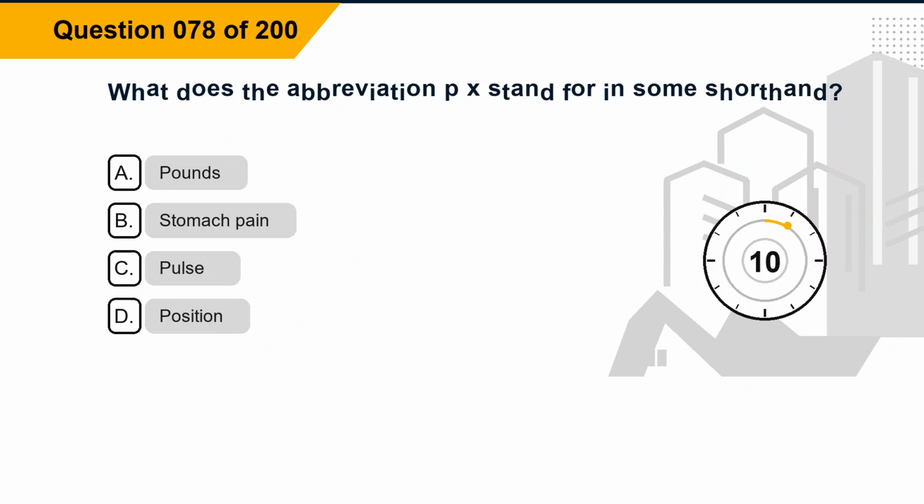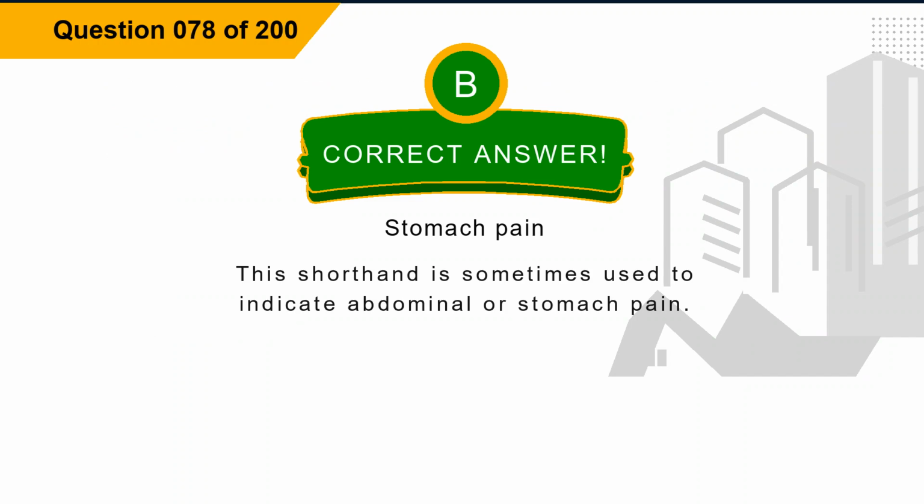Question 78. What does the abbreviation PX stand for in some shorthand? Option A, pounds. Option B, stomach pain. Option C, pulse. Option D, position. The correct answer is option B, stomach pain. Explanation. This shorthand is sometimes used to indicate abdominal or stomach pain.